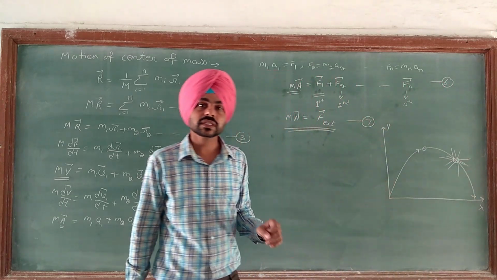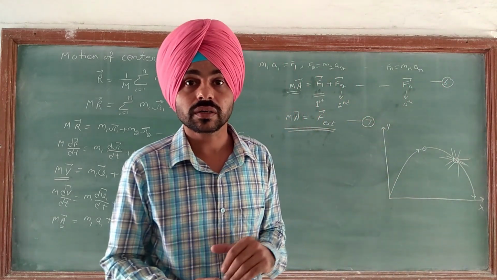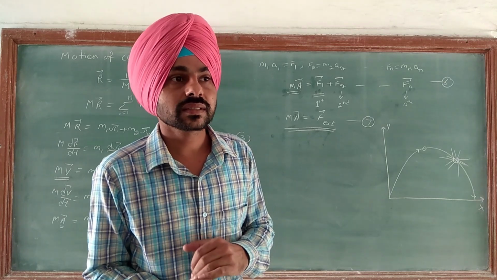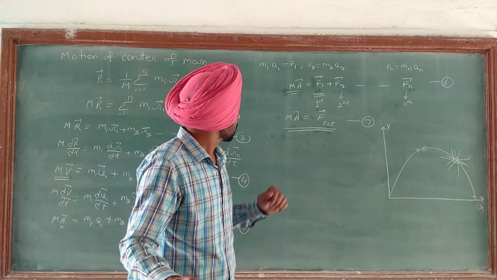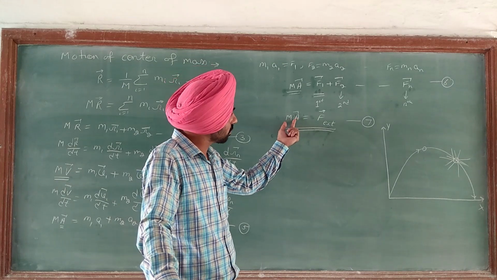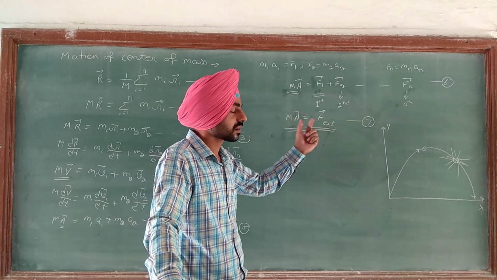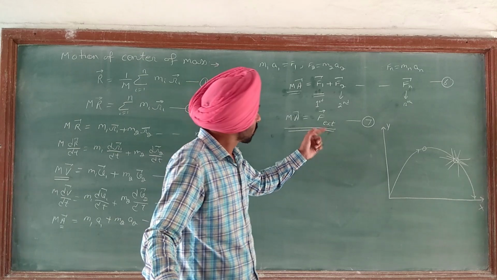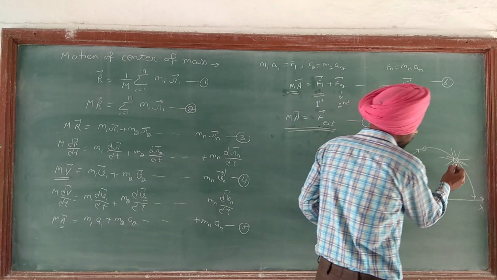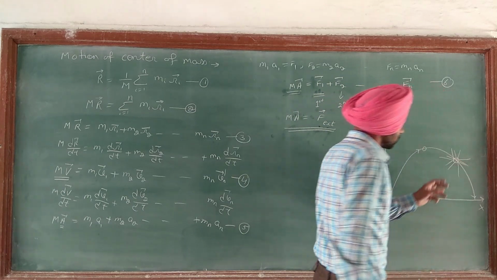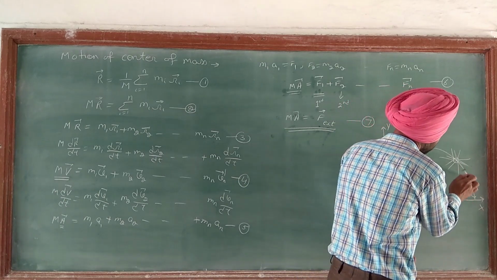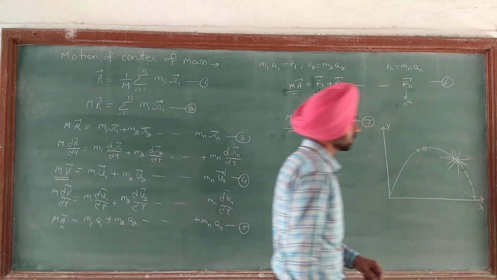This explosion is due to the internal forces, not due to the external forces. Since there is no contribution to the motion or the acceleration of the center of mass by internal forces, only external forces work. So the path of the center of mass is again a parabola. I represented it with the help of these dotted lines.